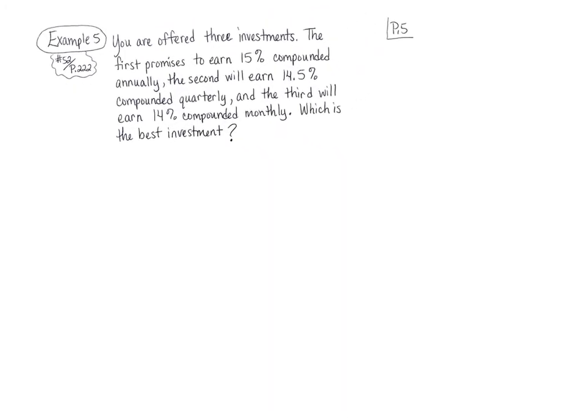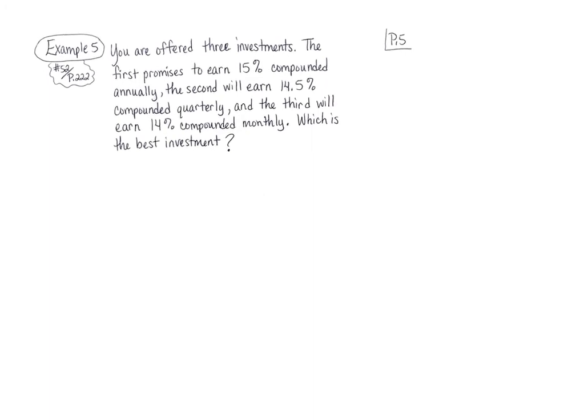You are offered 3 investments. The first promises to earn 15% compounded annually. The second will earn 14.5% compounded quarterly. And the third will earn 14% compounded monthly. Which is the best investment?